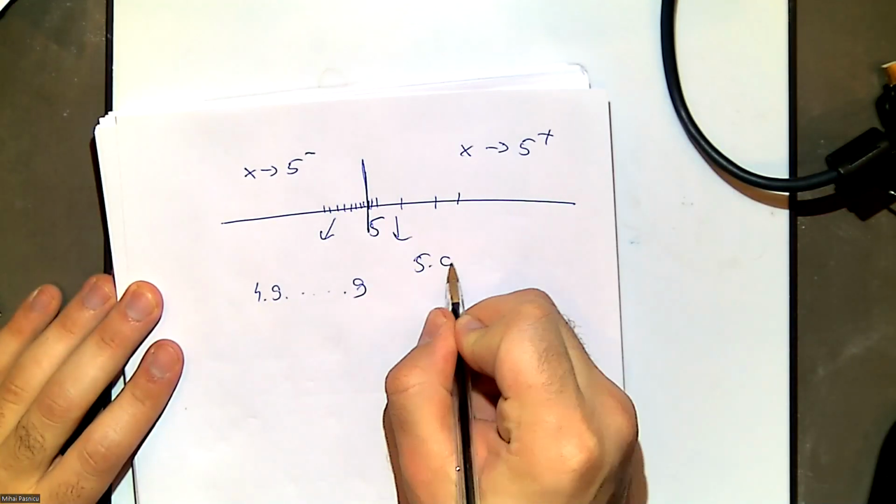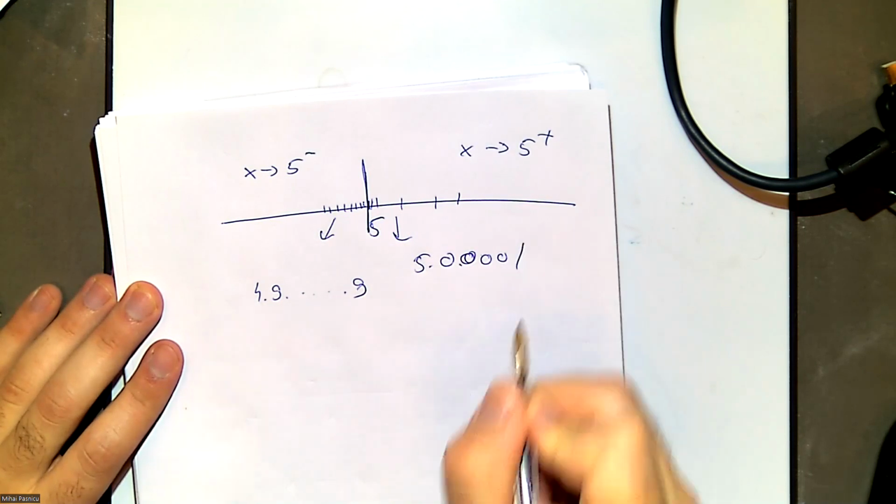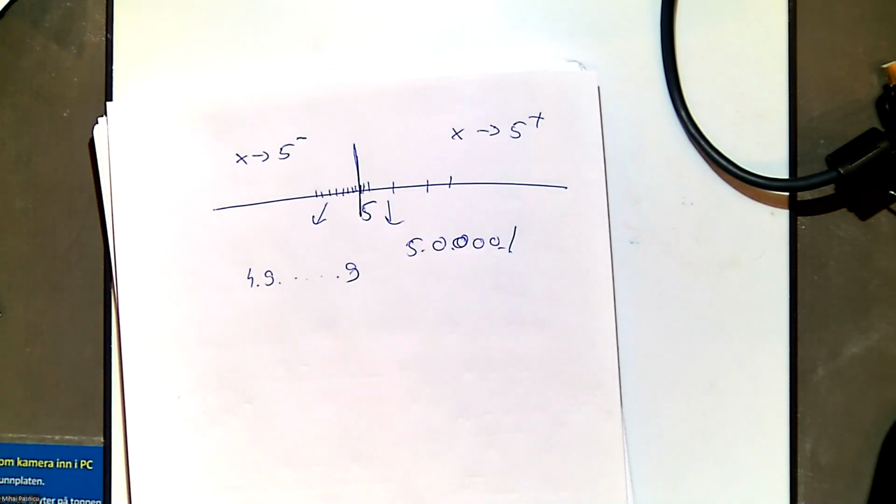So it's of type 5.00, 5.001, okay? Just so we're clear on that, what it means when I'm going x to 5 with a minus and 5 with a plus, just so we're clear on that.